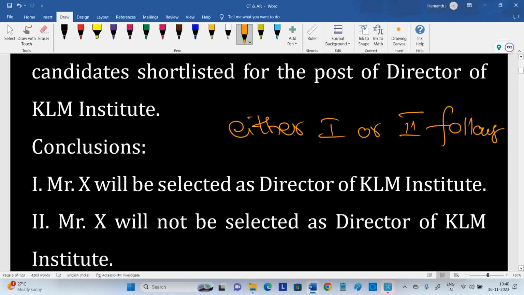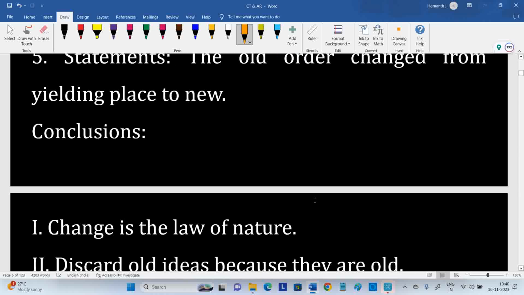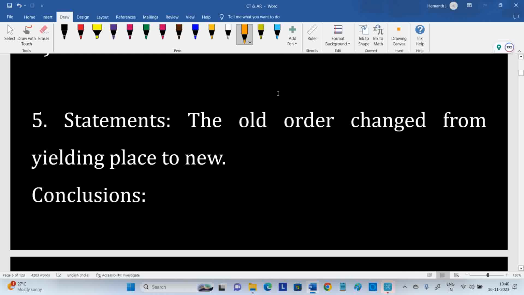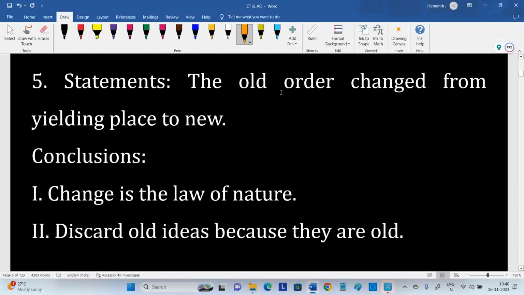Right. Let's see the next one. So the answer is either one follows or two follows. Next one, again this is also statements and conclusions. All of this comes under critical thinking. Now again, which is the conclusion? The old order changed from yielding place to the new one. Conclusion: change is the law of nature. Discard old ideas because they are old. With respect to the statement, you need to decide which conclusion is true and which is false.